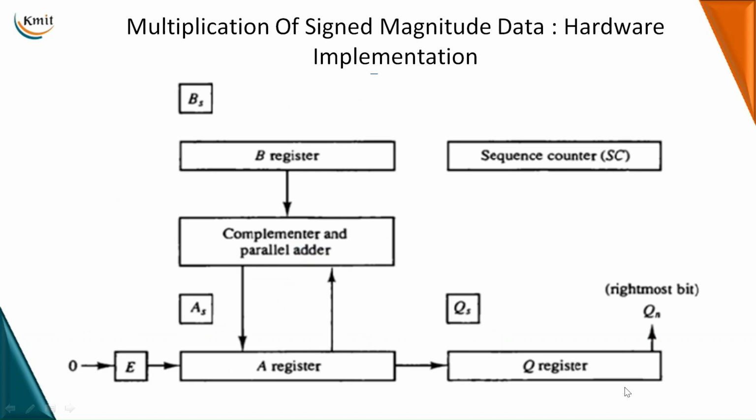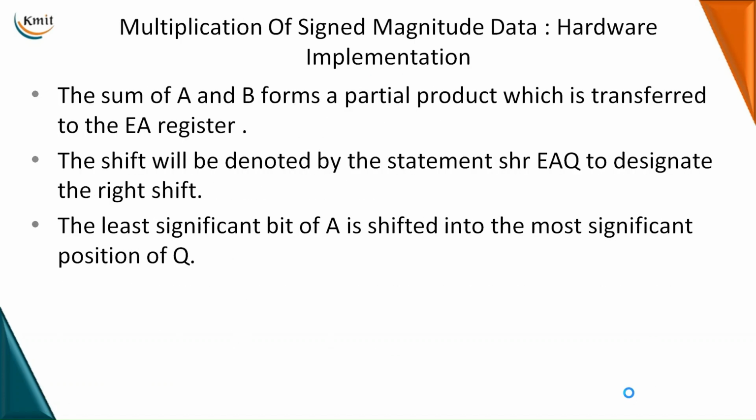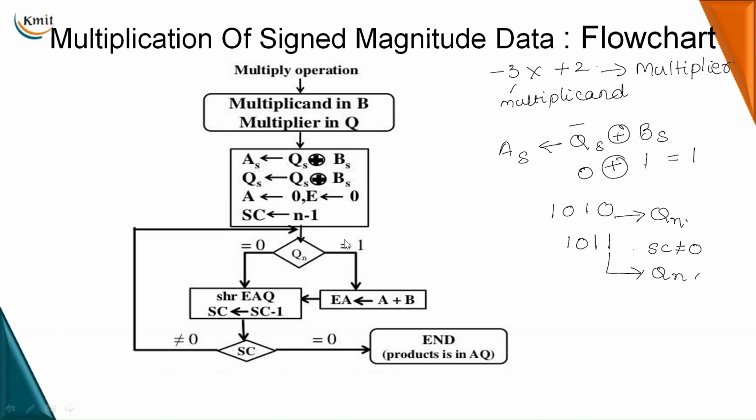If you look at a hardware implementation, Qn is the rightmost bit or least significant bit of the contents of the Q register. So we are going to check whether it is a 1 or a 0. Suppose this is the contents of my Q register, where my least significant bit designates Qn. So what is the value of Qn? 0. Whenever it is 0, I have to perform a shift right on the contents of the E flip-flop, A register and Q register, and then I have to decrement my sequence counter by 1.